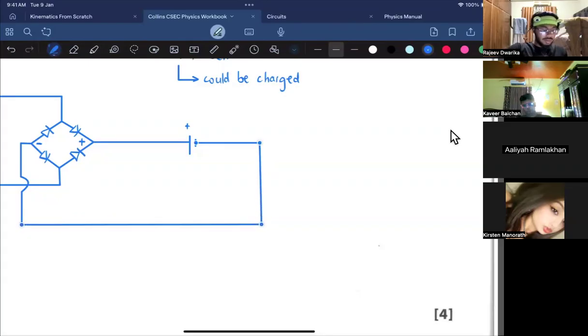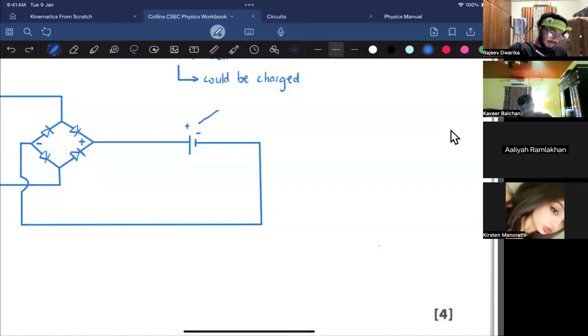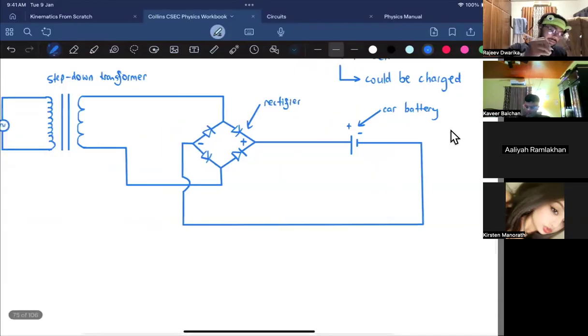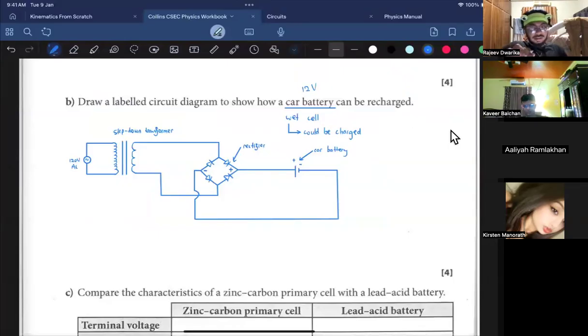So Aliyah, let me just explain what's going on in the diagram, right? Over here, this is the car battery. This over here is the rectifier. This over here is the step-down transformer. So we have everything, right? Let me run through what's going on here. We hook it up because we want to charge the car battery.